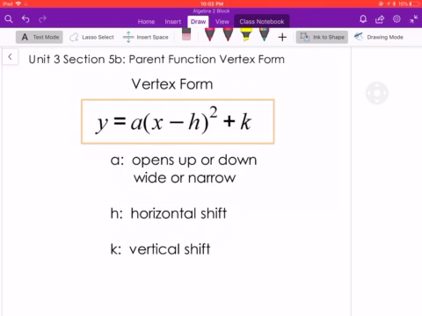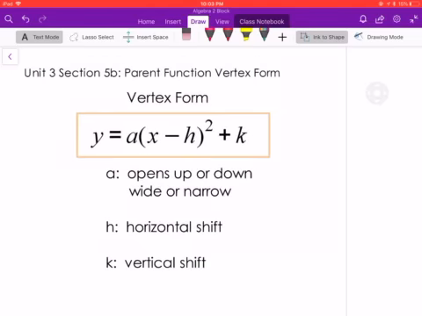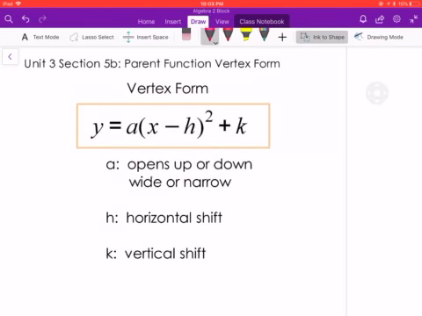A is still our leading coefficient. It still tells us if it opens up or down, depending on if it's positive or negative, and if it's wide or narrow, depending on if it's greater than 1 or less than 1. H is our horizontal shift. That's our x coordinate of our vertex. So that's our x of the vertex.